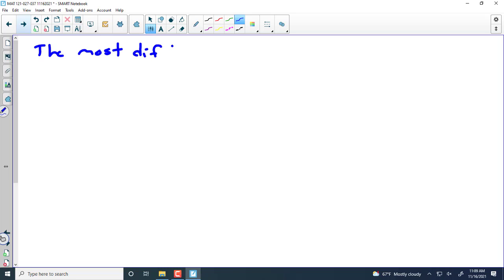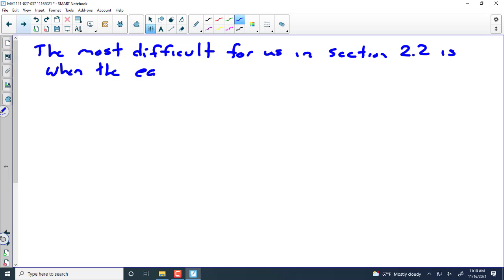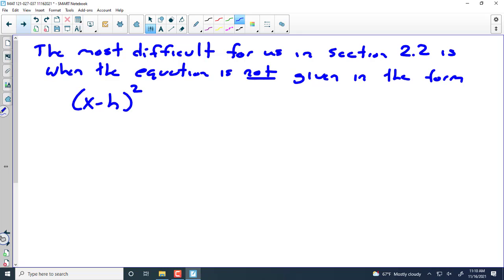The most difficult thing for us in section 2.2 is when the equation is not given in the form, when they don't give it to us like that. Because if they don't give us the equation like that, it's a lot trickier.